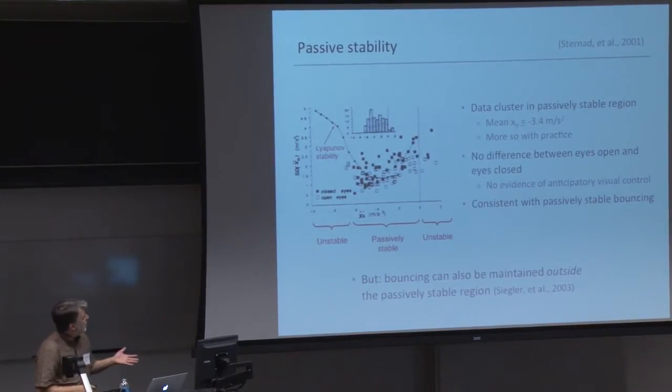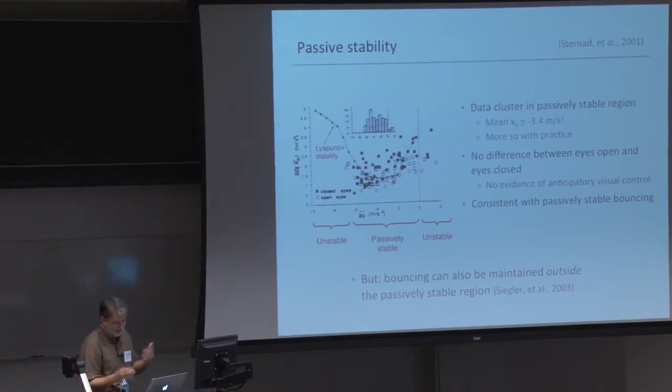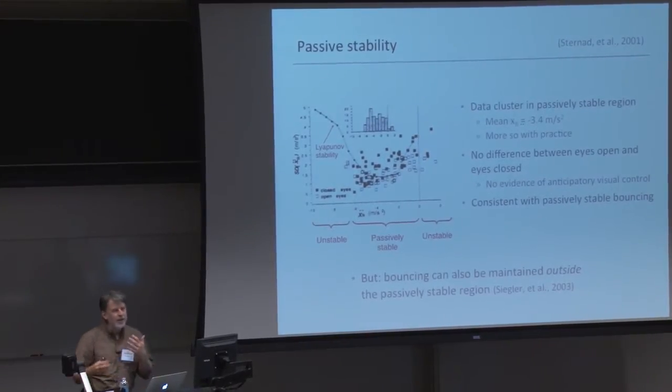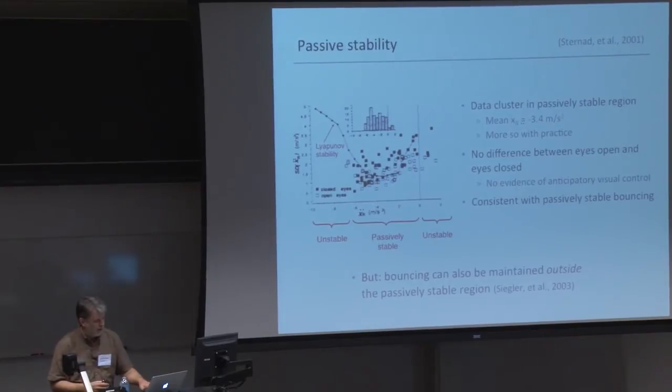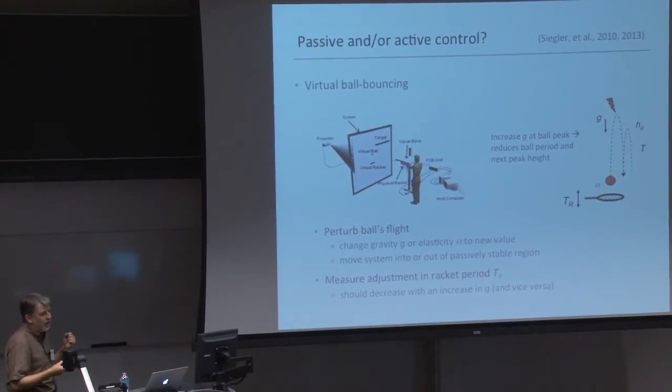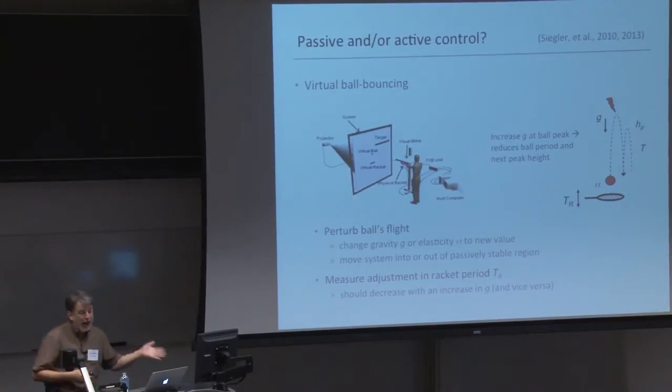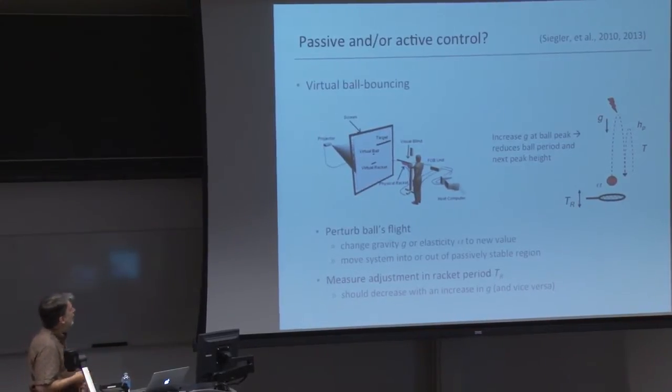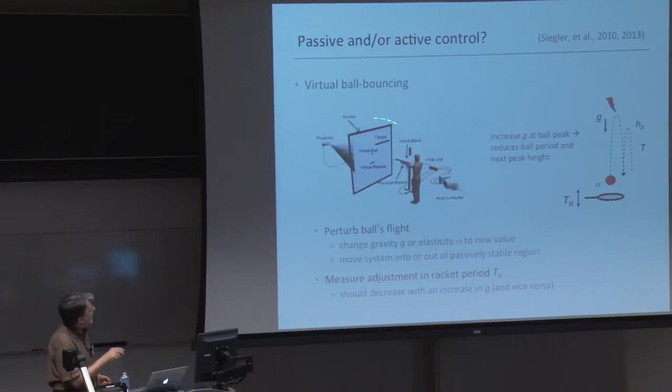But when we began doing these experiments, we found that bouncing can be maintained outside the passively stable region as well, quite stably, but with positive acceleration values. And so that led us to think, what's going on here? Maybe the control problem is more complicated than this. So we started some experiments to look at whether control is purely passive or there's also some active contribution to control. And to do that, we set up a virtual ball bouncing apparatus.